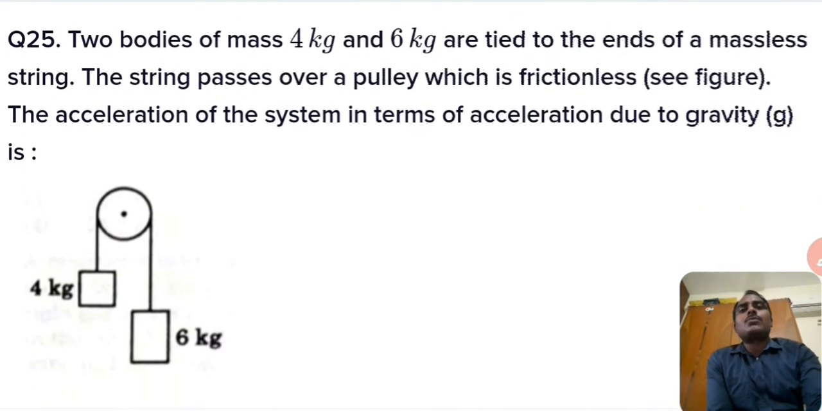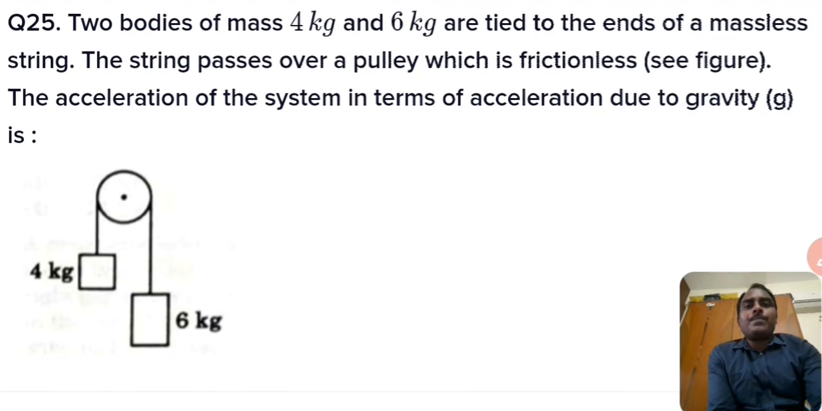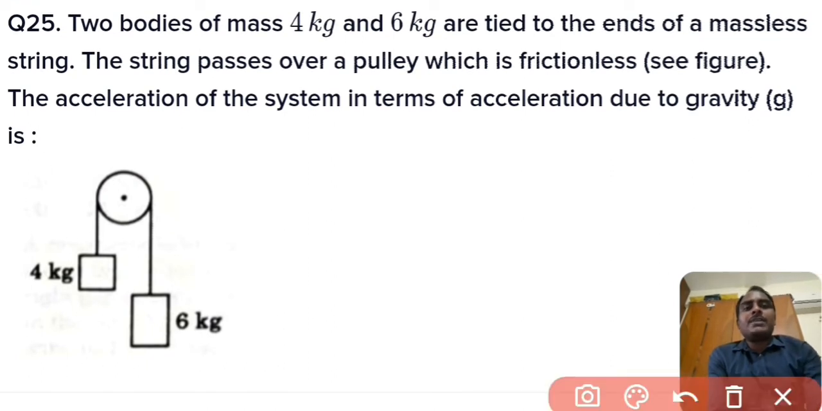Next, question 25. Two bodies of masses 4 kg and 6 kg are tied to the ends of a massless string. The string passes over a pulley which is frictionless. The acceleration of the system in terms of acceleration due to gravity is. They are asking the acceleration of the system. So this is a famous problem, important always.